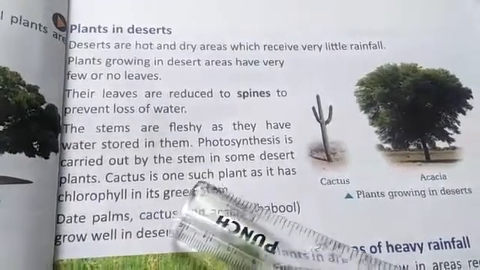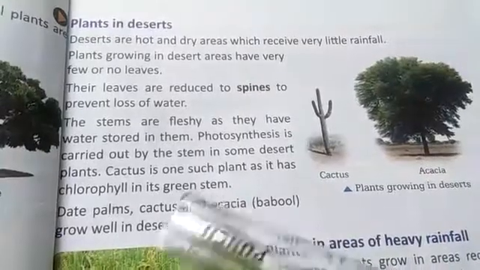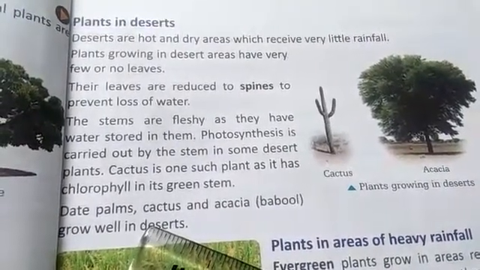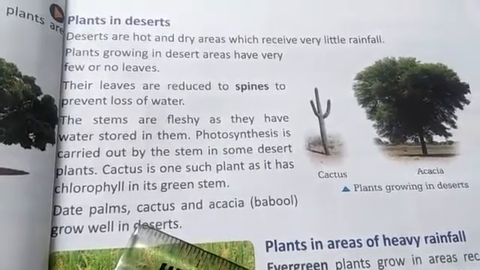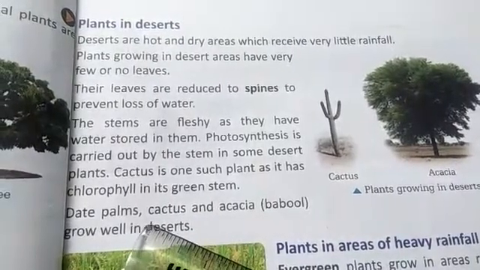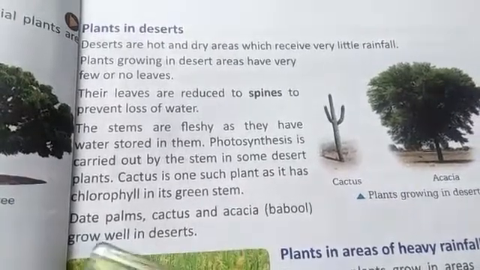Cactus is one such plant, as it has chlorophyll in its green stem. You have seen the cactus. These cacti grow in the desert area. They do not have leaves. Then how do they prepare their food? They prepare their food by the chlorophyll that is present in the stem.